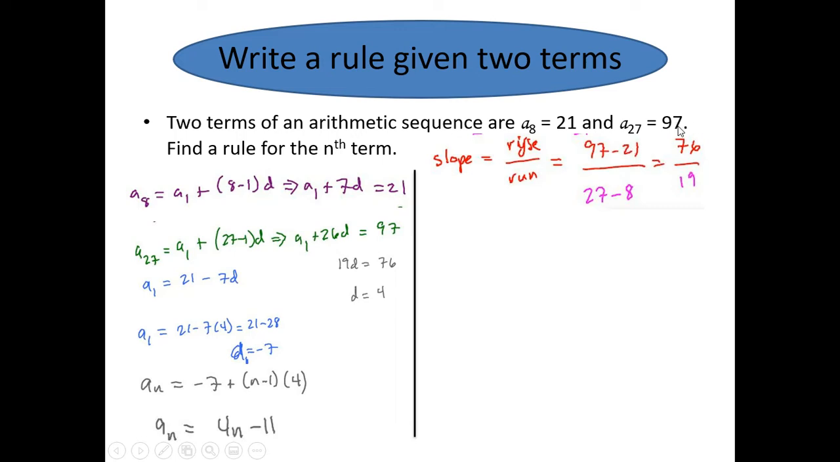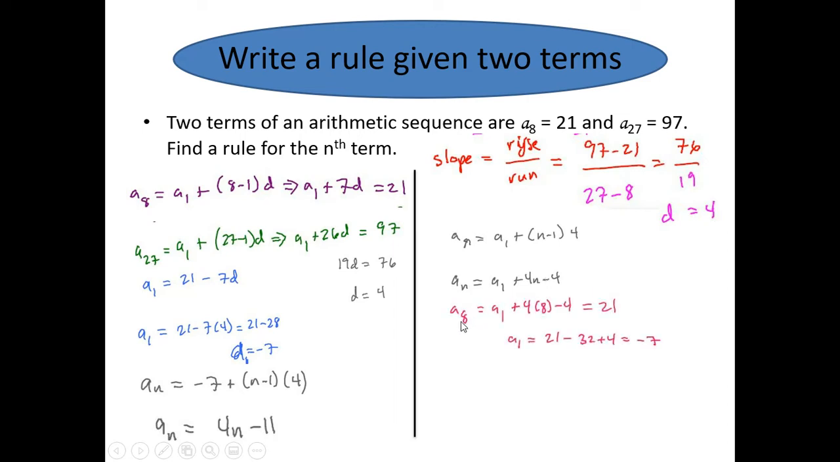So 97 minus 21 divided by my change in x, which is 27 minus 8, is equal to 76 divided by 19. And that is also equal to 4. So now I can figure out d that way. Now I know what d is. I can plug it into this equation here where a sub n is equal to a sub 1 plus 4n minus 4, because my d is 4.